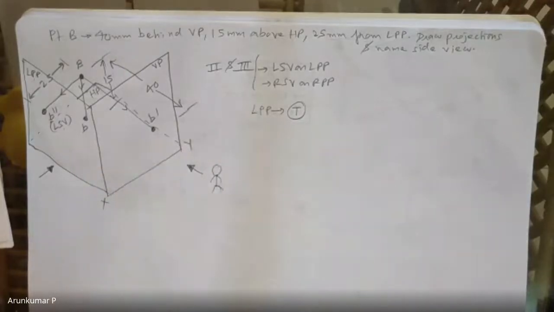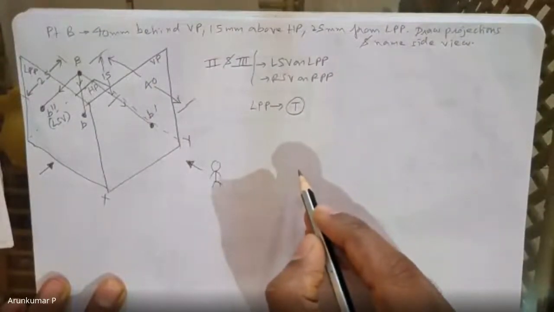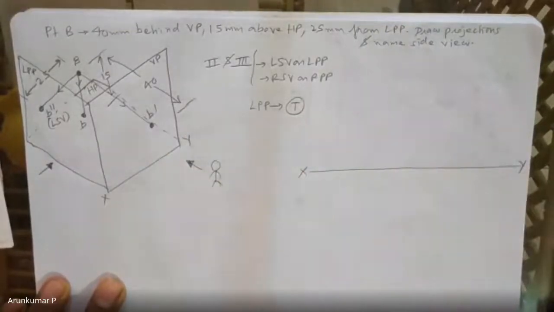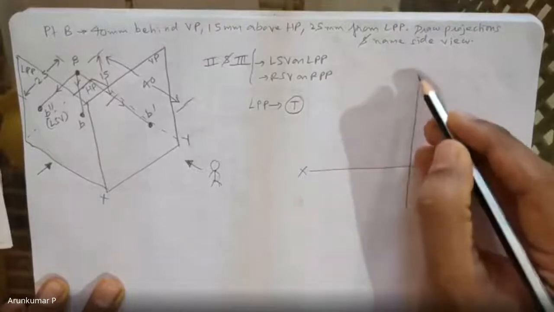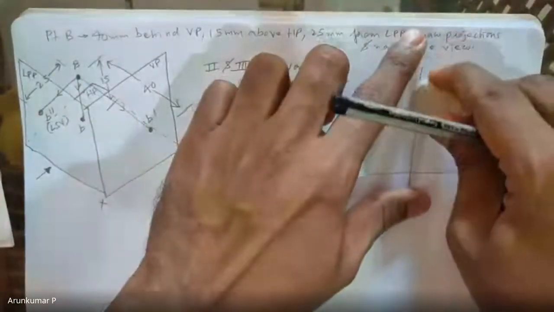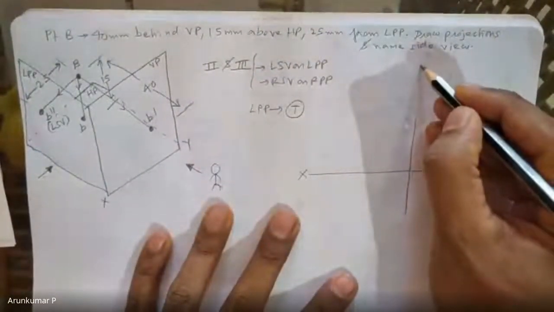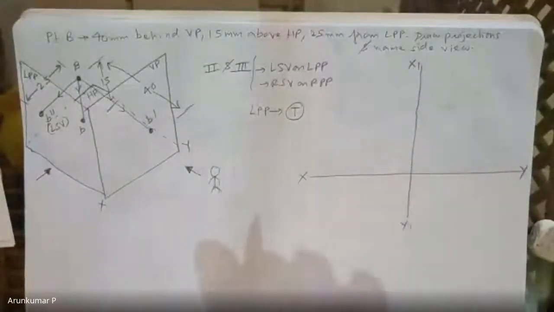Now this is all in 3D. We have to convert it to 2D. So let us do that. XY line, and then X1, Y1 line.